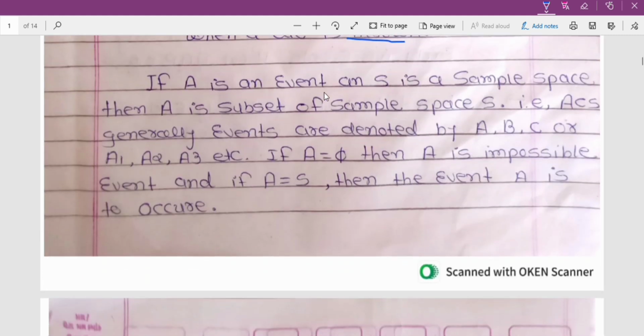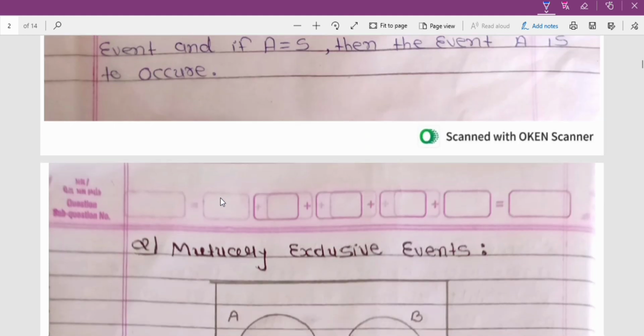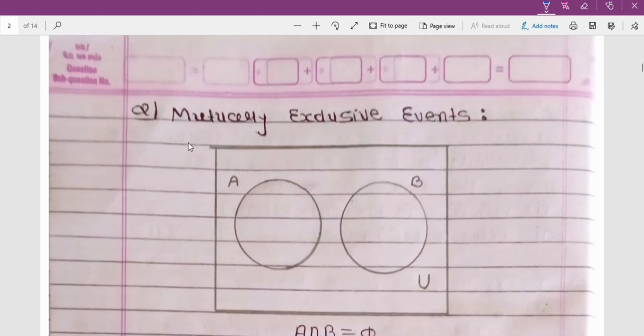If A is an event and S is a sample space, then A is a subset of sample space S, that is A ⊂ S. Generally, events are denoted by A, B, C or A1, A2, A3, etc. If A equals null, then A is an impossible event, and if A equals S, then the event A occurs. Second is the mutually exclusive event.